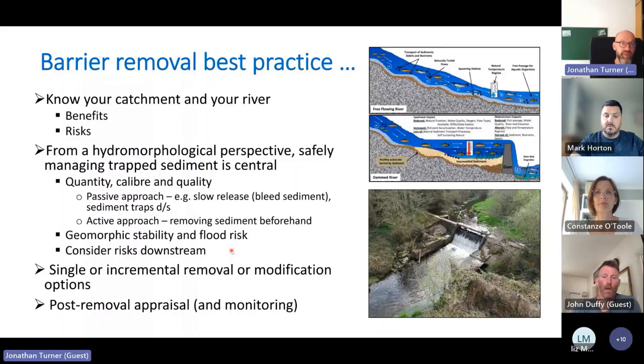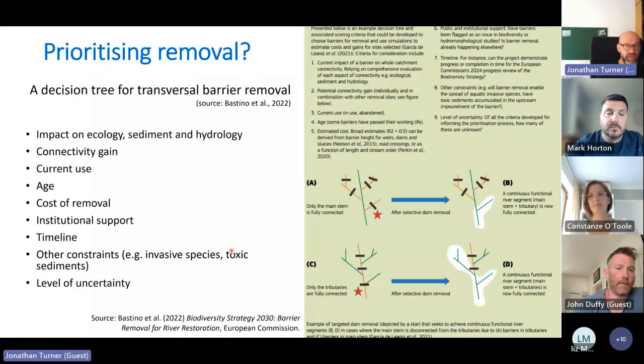And I think we can learn from that as well. And that gives us insights into future studies. So in terms of prioritizing removal, there's been so much on this now, and I'm not sure if this is necessarily so relevant to the audience here. But there's been quite a lot of work, both nationally and especially internationally at the European level, on developing a decision tree, developing criteria for removal.